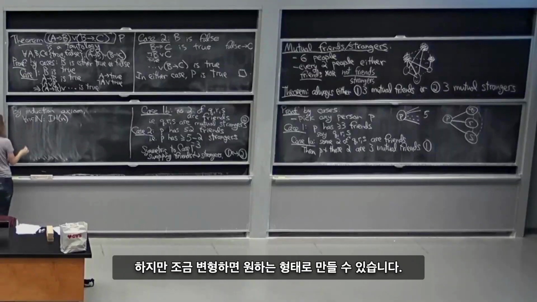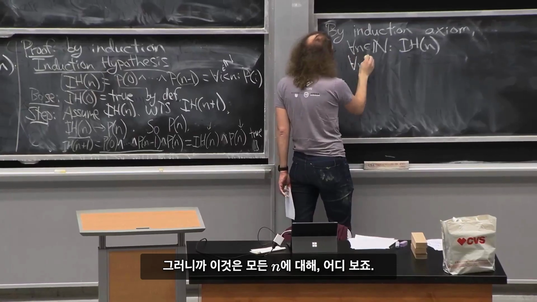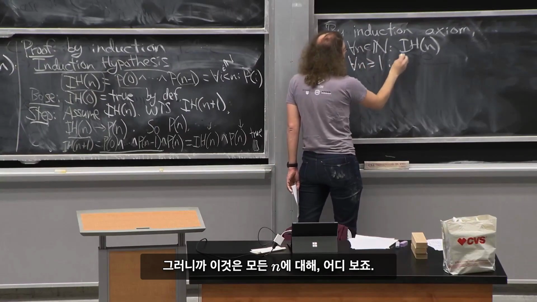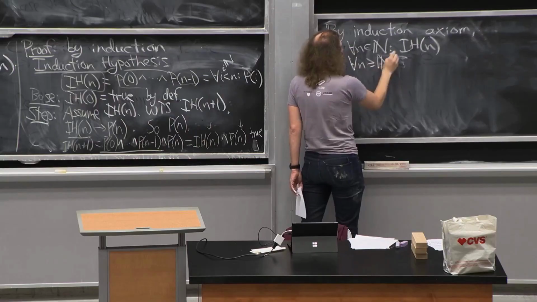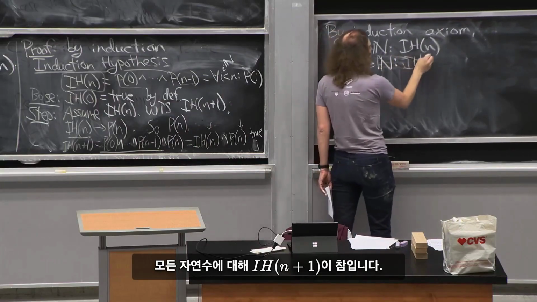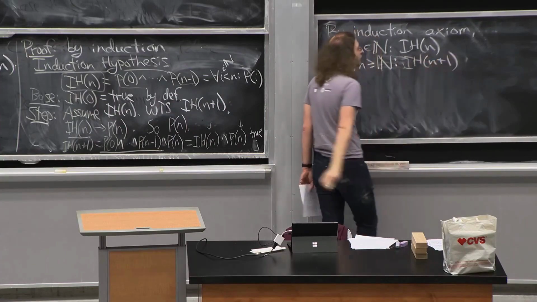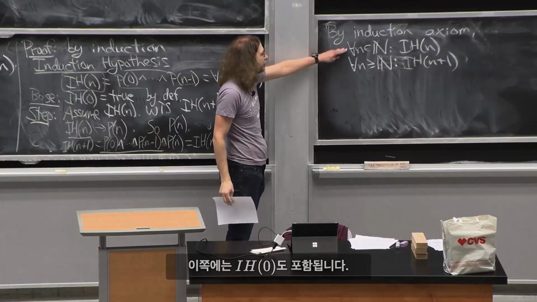We wanted to prove P of n is true for all n. But I can do some manipulation to make that what I want. So this is like saying for all natural numbers, IH of n plus 1 is true. Okay, this is a shift. It's actually a weaker shift. This includes IH of 0.